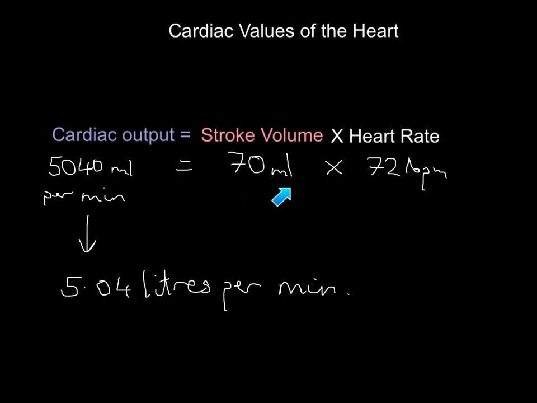Because each time your heart contracts and beats, it pumps out 70 millilitres, and the average heart rate is 72 beats per minute. Obviously, if you know that your heart rate is 60 beats a minute, you could do a quick calculation yourself, you'd think, but the problem is, we don't know what that is.